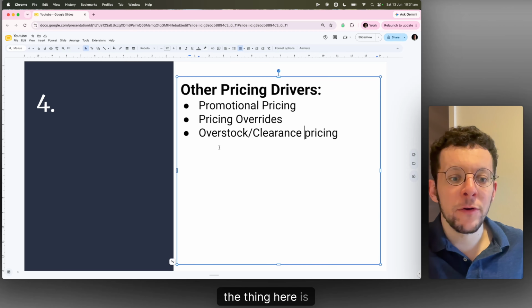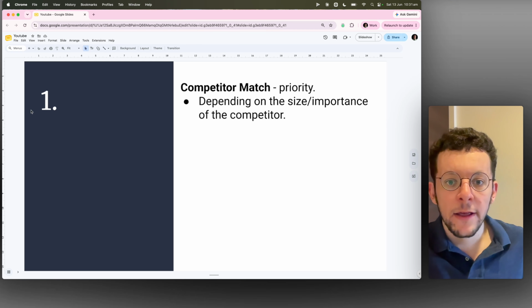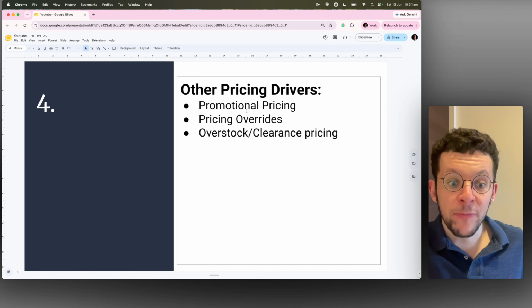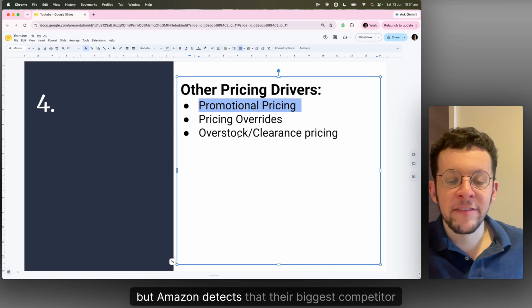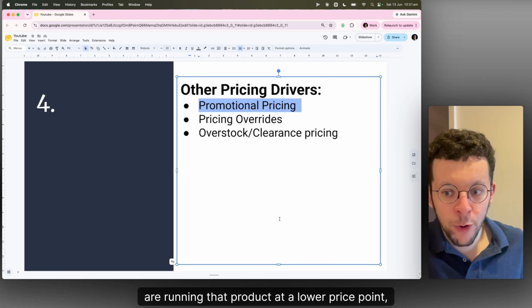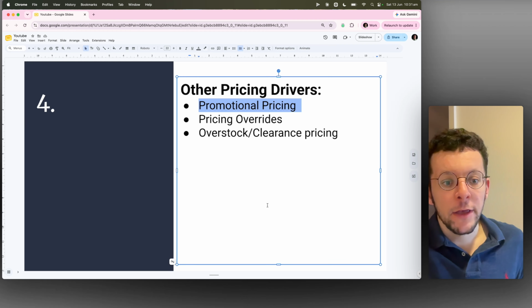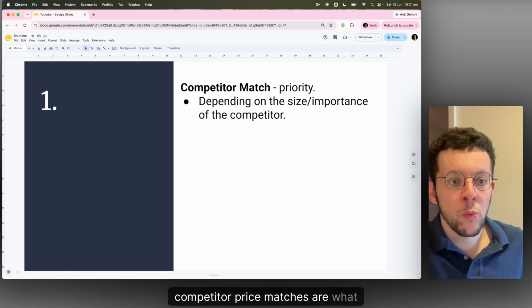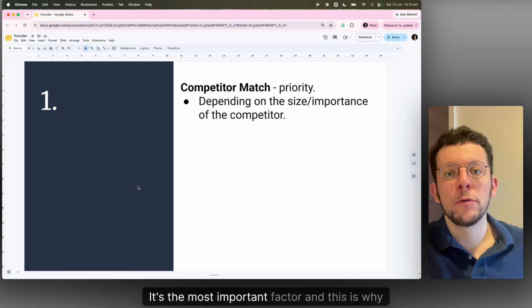But again, the thing here is competitive price matches. If I go back to number one, competitive matches is really the priority. So for example, even if you've set up a promotion, but Amazon detects that their biggest competitor is running that product at a lower price point, they will still match the competitor. So like 99% of the time, competitive price matches are what drives the site price. It's the most important factor.